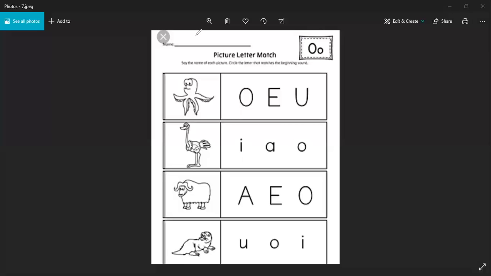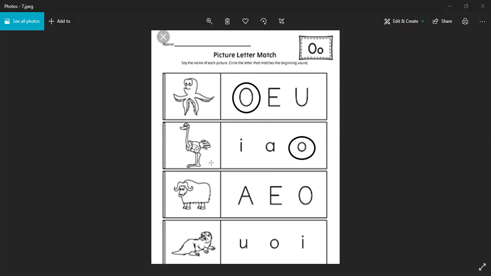What is that first picture? Octopus. Right. Octopus starts with which letter? See what letters are there? O is there, E is there and U is there. But octopus starts with which letter? O. You make circle with letter O. Next, ostrich. Ostrich also starts with which letter? O. Where is O here?